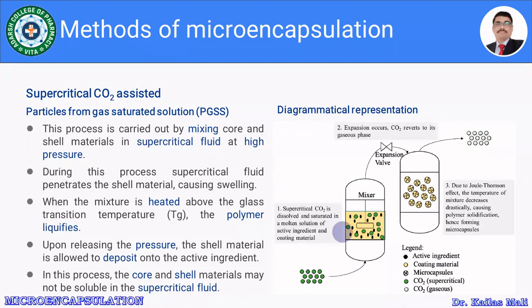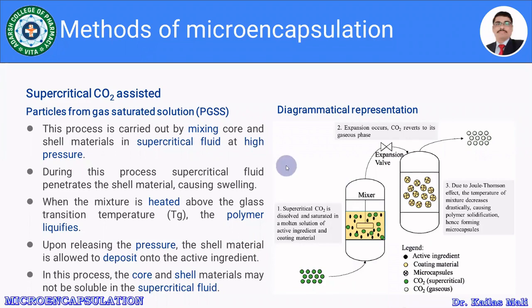We have to mix the whole system, then drop the pressure. Due to the drop in pressure, the temperature automatically gets reduced and the polymer gets deposited onto the particles. So this is the principle by which it is possible to prepare microcapsules or microparticles by using the particles from gas saturated solution, that is the PGSS method.